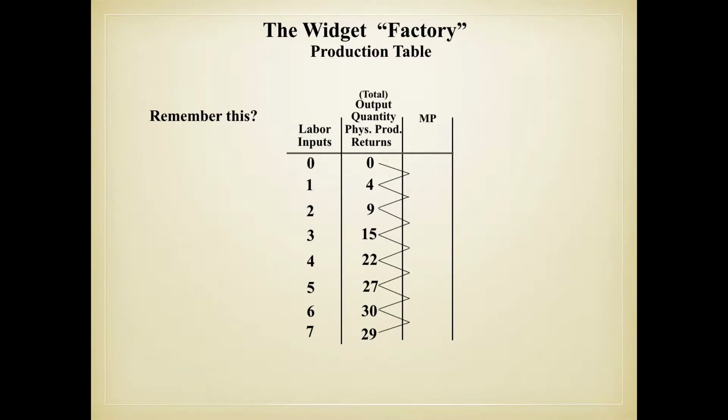The widget factory production table, where marginal product and marginal returns was shown in the third column as we produced widgets. Our first worker brought in an additional 4, the second worker an additional 5, the third worker an additional 6, the fourth worker an additional 7. Inefficiency had not set in yet because specialization and division of labor was making us more efficient with one stapler as we continued to expand output.